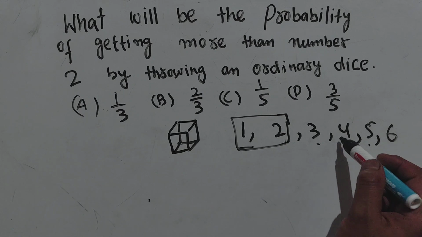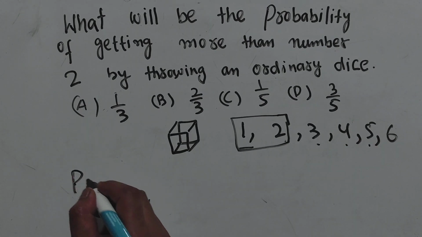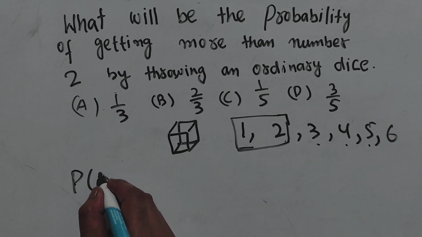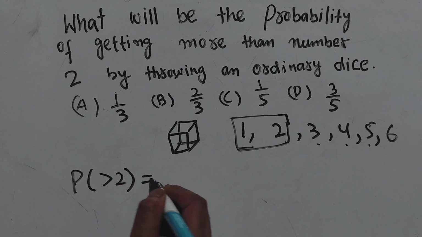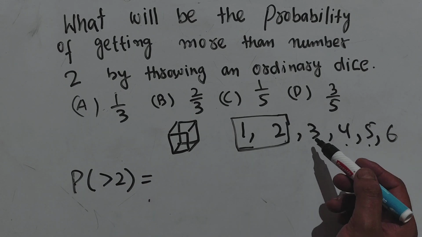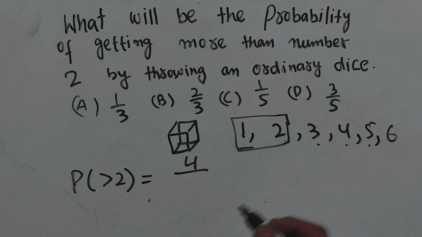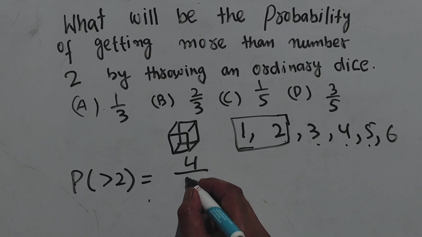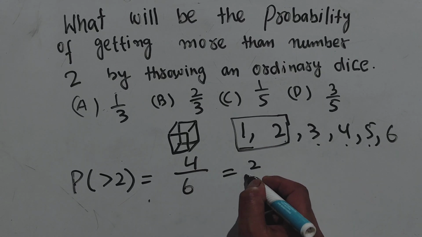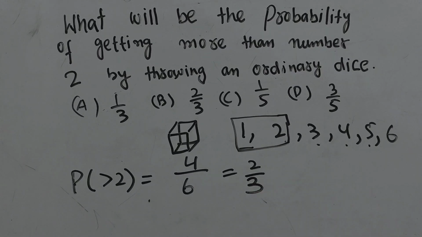So we have 1, 2, 3, 4. So the probability of getting a number greater than 2 will be equal to the number of favorable events, which are here 4, upon the total number of possible events, which is here 6, which comes out to be 2 upon 3 in this case.